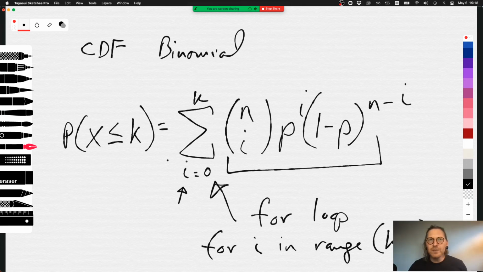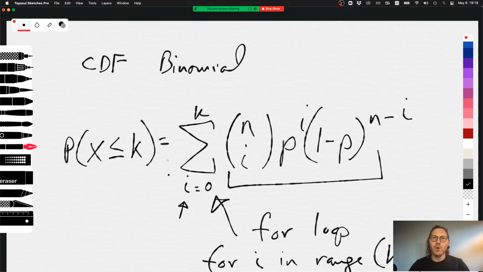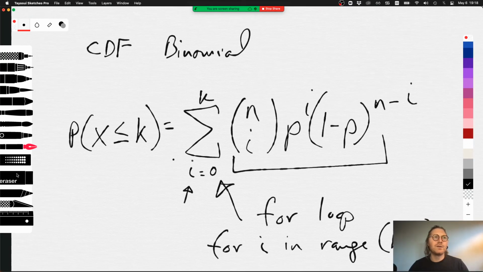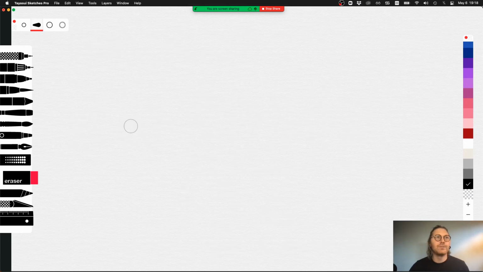Okay, so I believe, let me give you another perspective on the CDF. I think I did this before as well. This is an important thing to realize about the CDF. I don't know why that is so small. Okay, you know what? I'll just delete the whole thing.